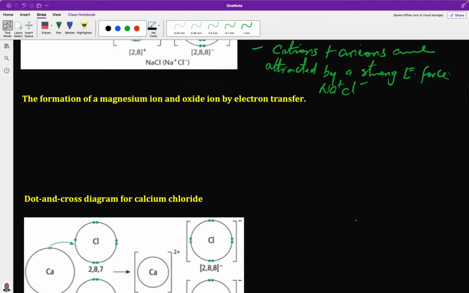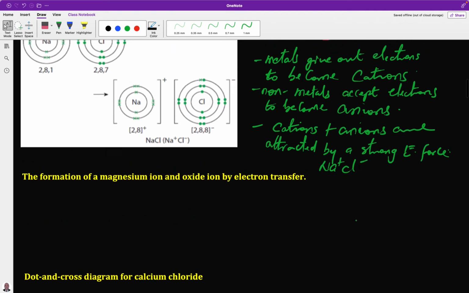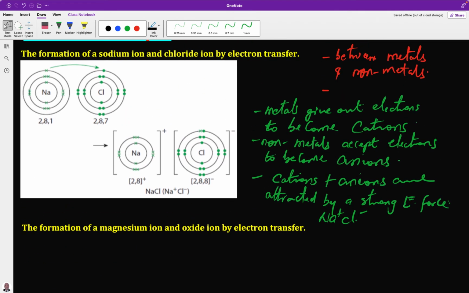Another example of this complete transfer is sodium chloride, as we said here. Sodium is a metal, chlorine is a non-metal. Now, in the outer electrons, sodium has only one electron. It belongs to group 1 of the periodic table. The outer shell of chlorine has 7 electrons: 1, 2, 3, 4, 5, 6, 7.